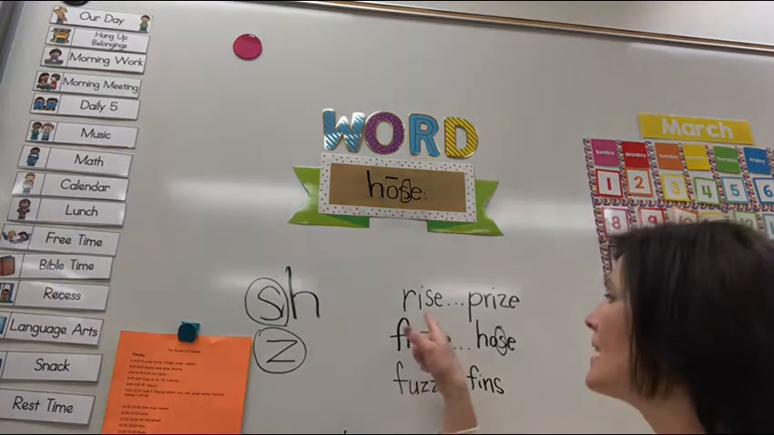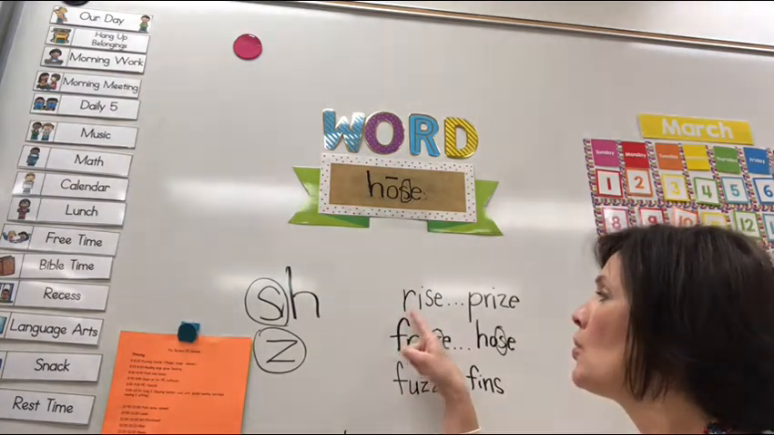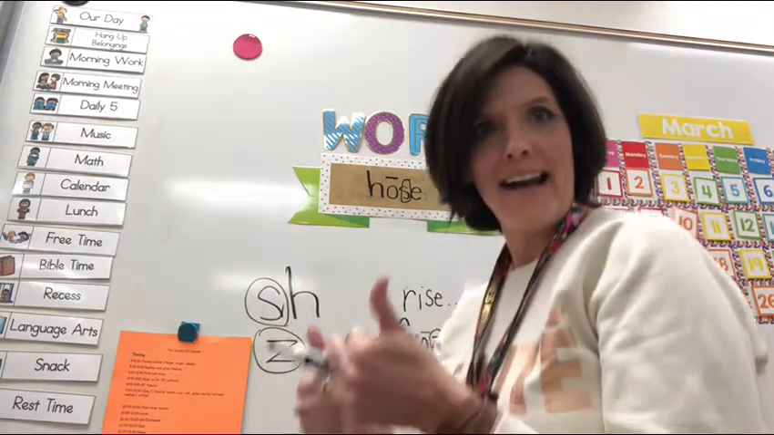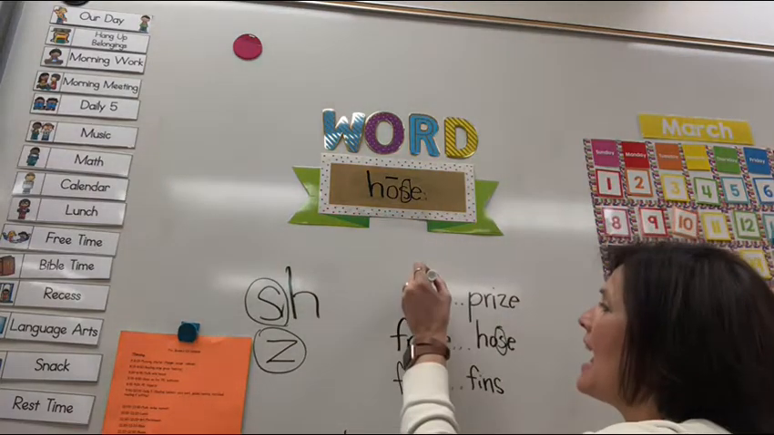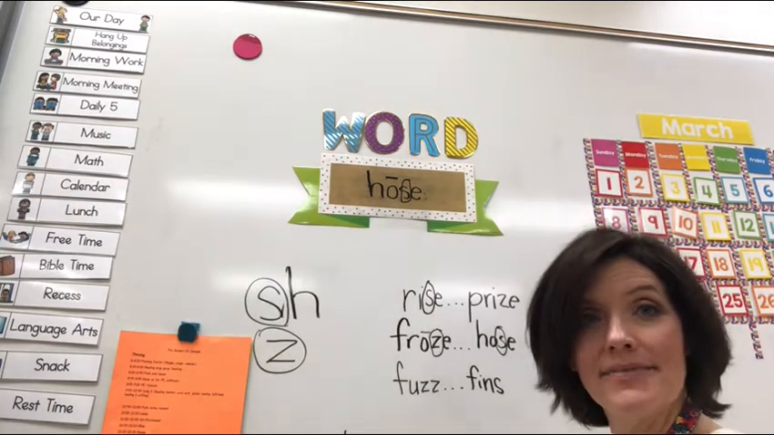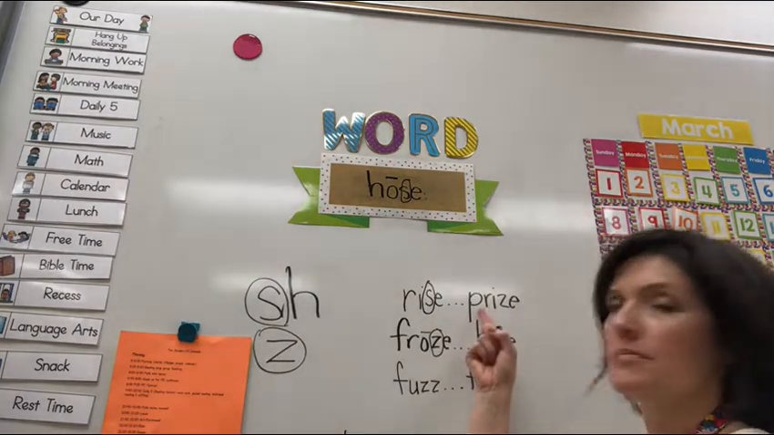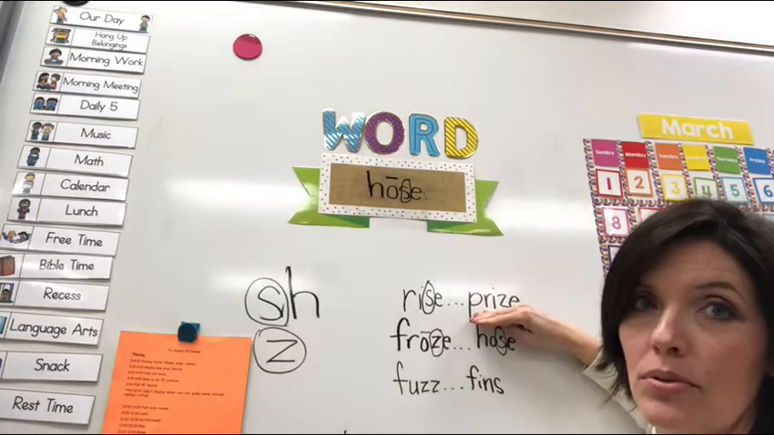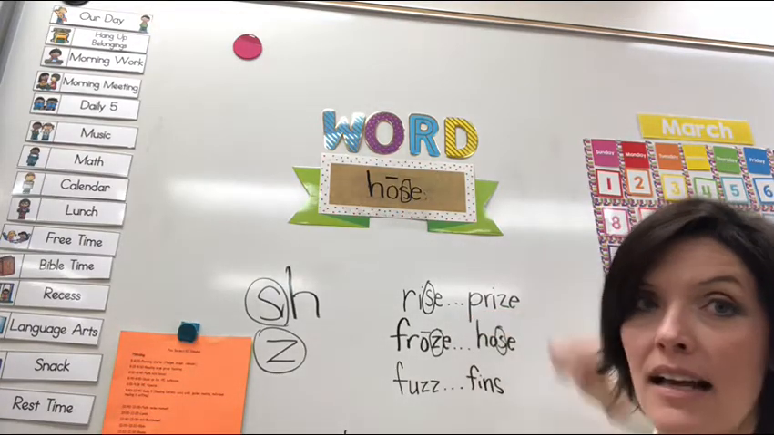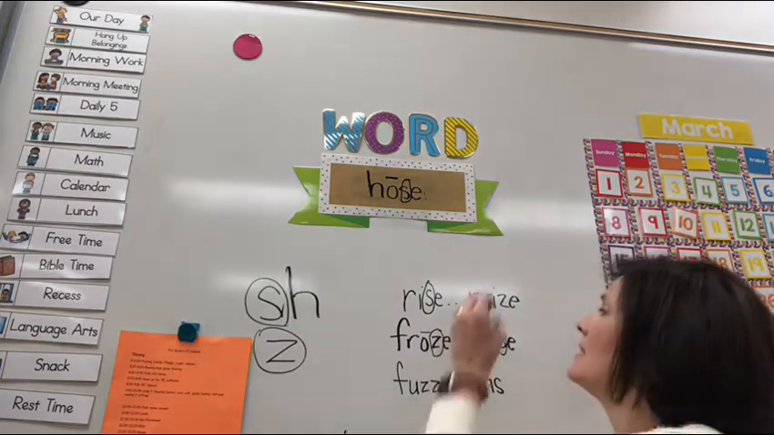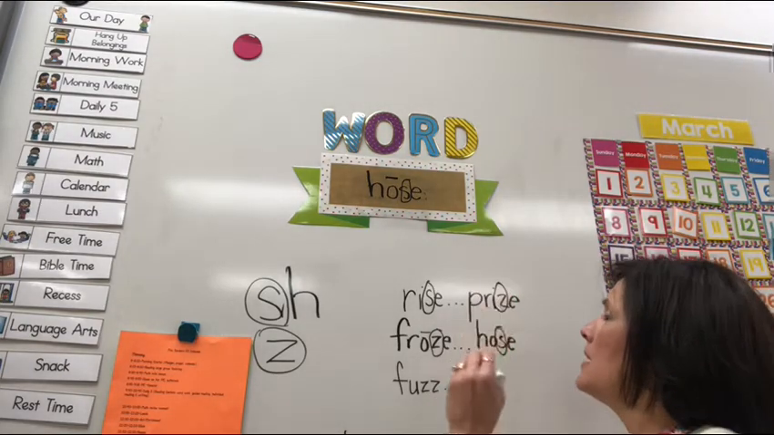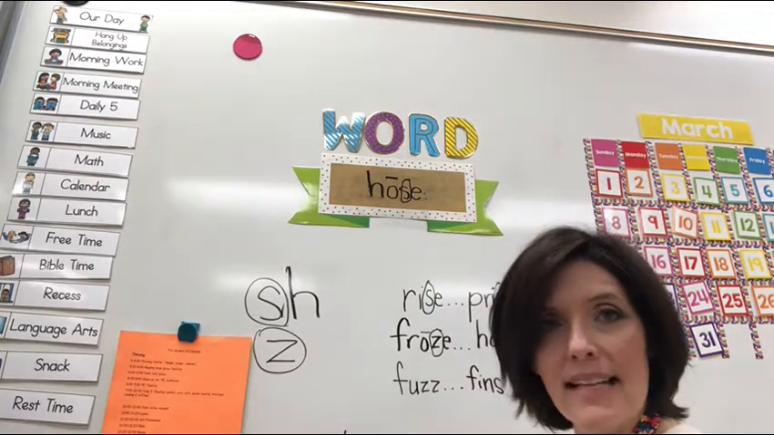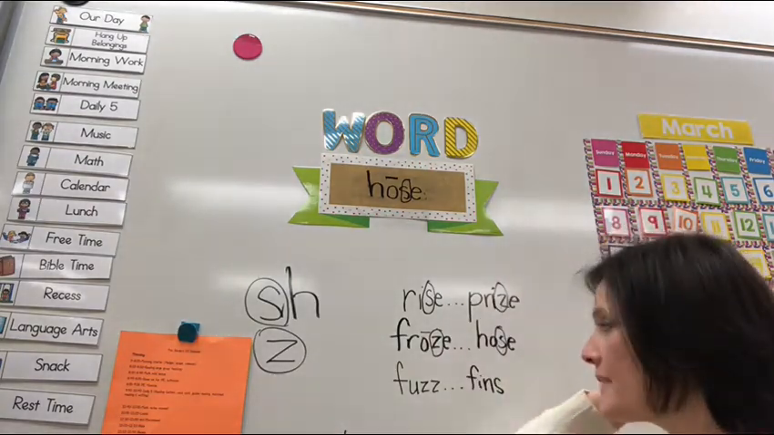A-E-I-O-U. So here's an I. Rise. Rise up. Okay. There's the S makes the Z sound, correct? Okay. Oh, I didn't give you time. See if you can sound this out. Prize. Z. So those two words rhyme, prize and rise, but we see that one has an S, one has a Z. Okay? Here's two more.